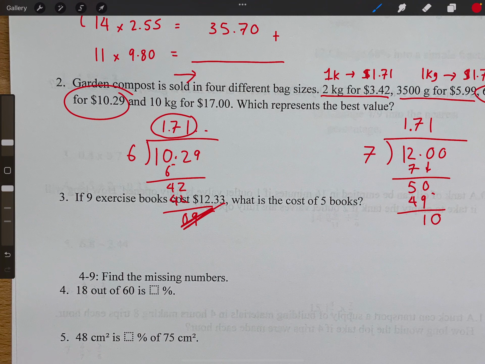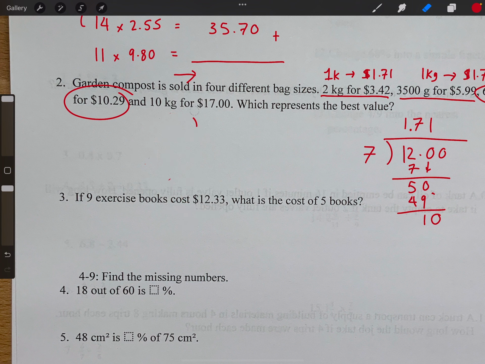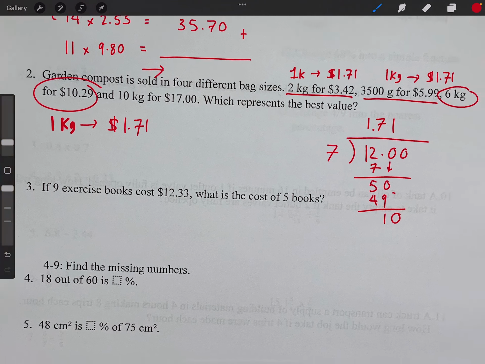Alright. Let me rub this out. So for 6 kilograms, this one is also 1 kilogram. Whoops, a bit too big there. It's also going to cost you $1.71.